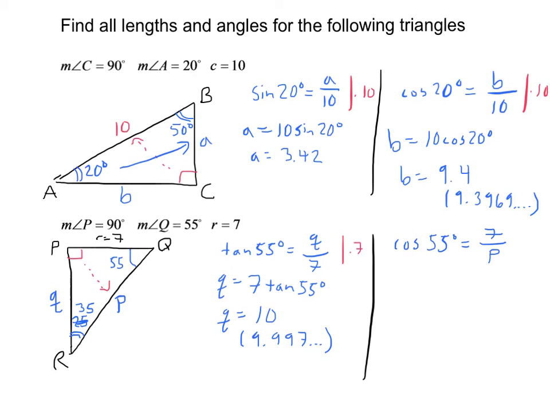This one's trickier because the variable I'm interested in is in the denominator. So I gotta get it out. I'm gonna multiply both sides by p. If you're dividing by p, multiply by p. Undo it. And then to get p by itself, I'm gonna divide by cosine of 55. This I can type in and evaluate. Alright, there we go. And that is longer than the other sides.